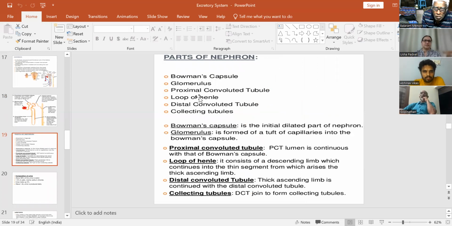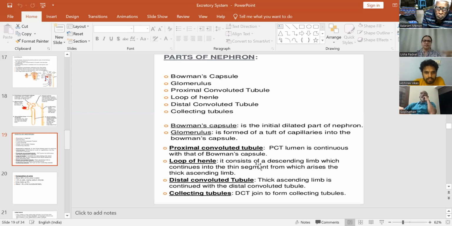Parts of the nephron: Bowman's capsule, like what we have seen, the glomerulus, proximal tubule, loop of Henle, distal tubule, and collecting tube. Bowman's capsule is the initial part of the nephron. The glomerulus, you have seen here, is inside the Bowman's capsule, the main filtering unit. The proximal tubule is continuous with the Bowman's capsule.